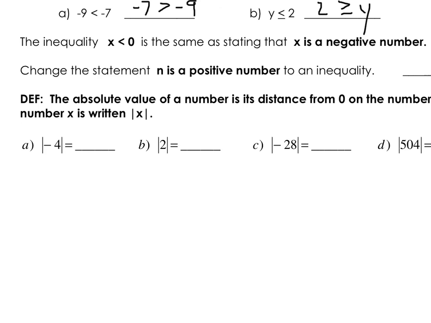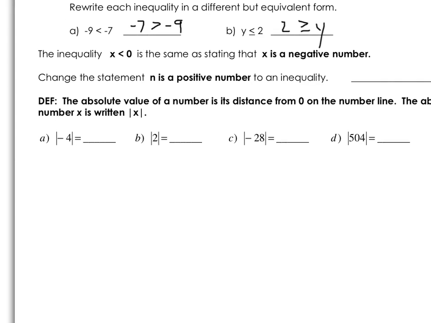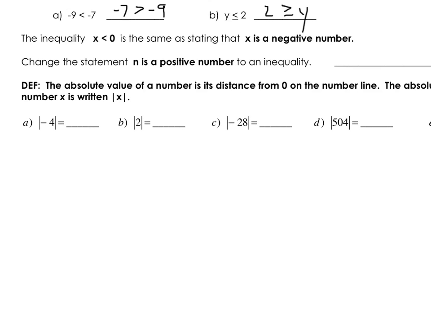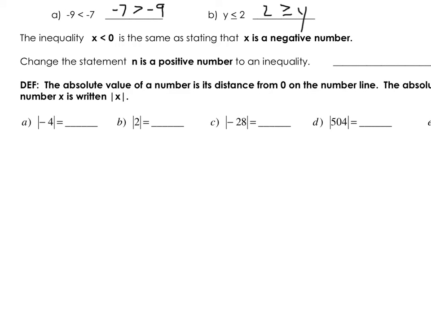The inequality x is less than 0 is the same as stating that x is a negative number. Change the statement n is a positive number to an inequality. N is a positive number. N is greater than 0.